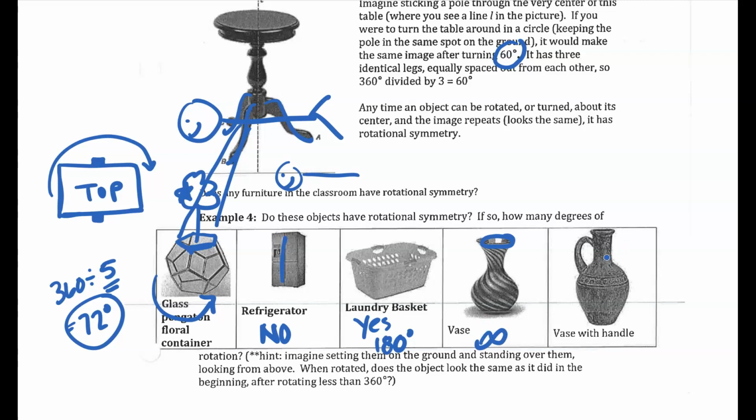And then with this vase, since there's a handle, I'm going to say no, because as you're looking down on it, you see the top of the vase, but then there's going to be a handle that's sticking out. And so as you rotate it, that handle is going to be in different positions. So that one's going to be a no.